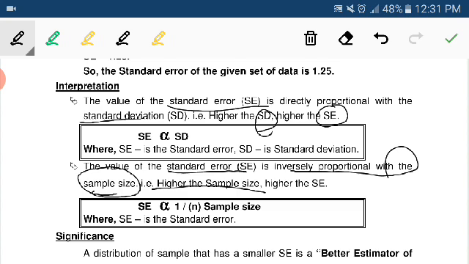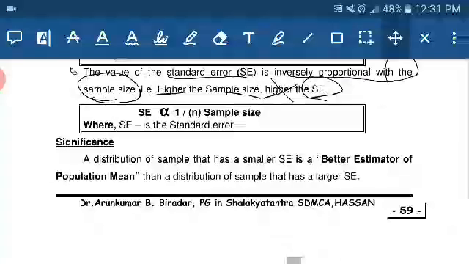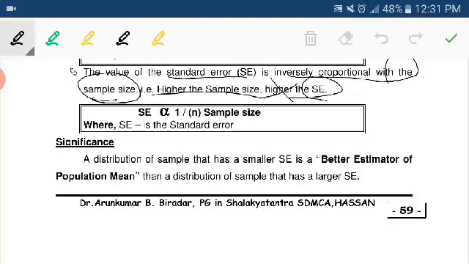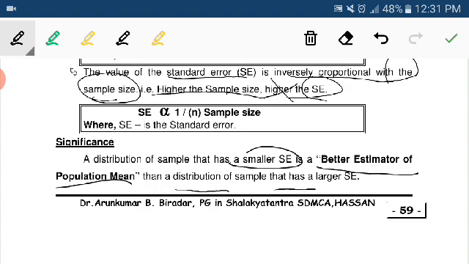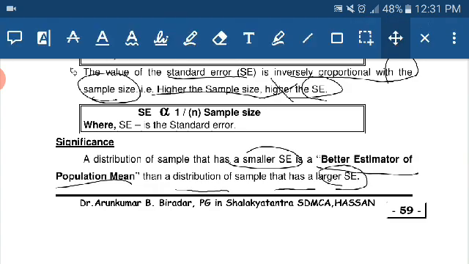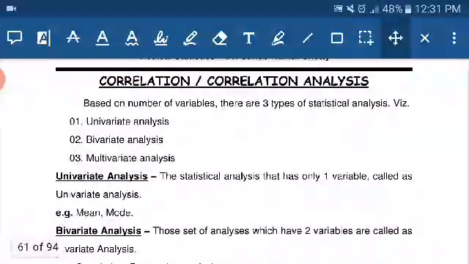Higher the sample size, lower the standard error. There will be a correction. Significance: a distribution of a sample that has a small SE is a better estimator of the population mean than the distribution of a sample that has a large SE. Correlation, or the correlation analysis.